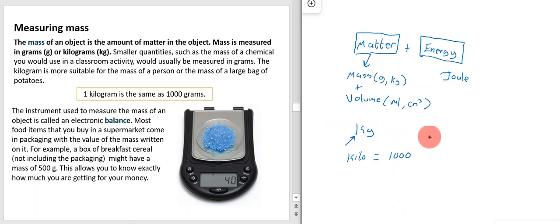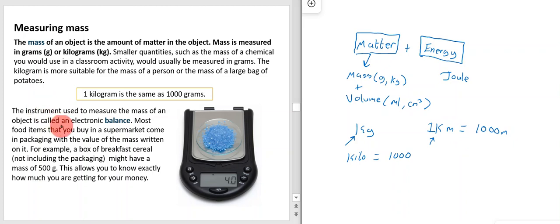So for example, kilometer, km. So 1 kilometer is equal to 1,000 meters. Okay, so that's what this kilo means. When you see this K in front of a unit, it means 1,000th of those units.